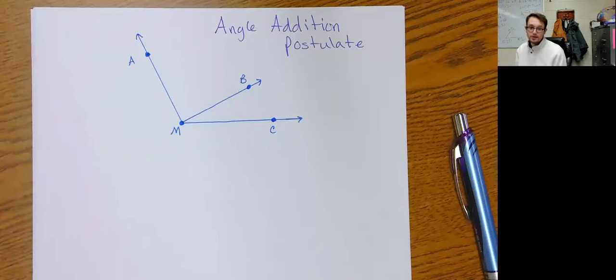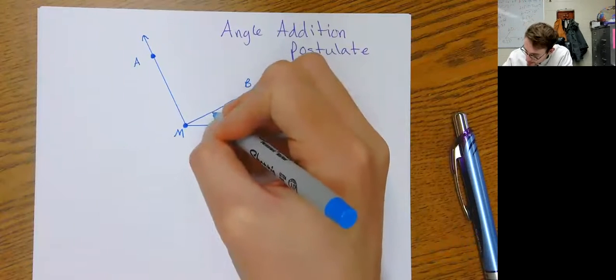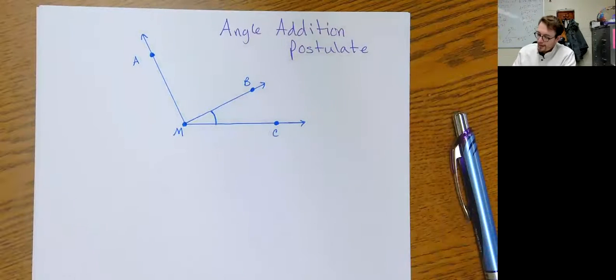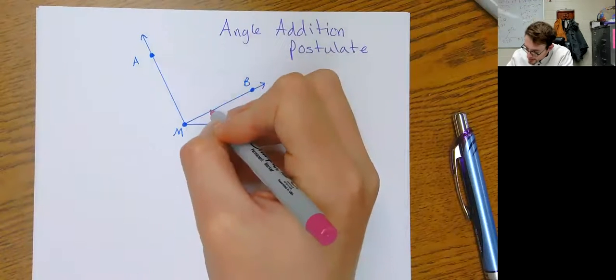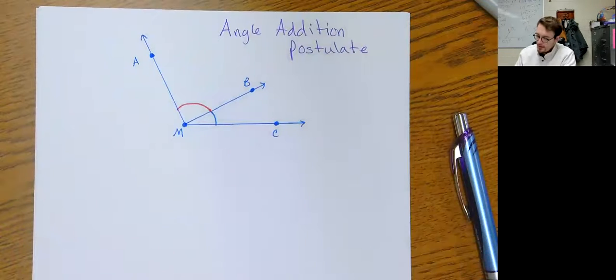We have three angles here actually. Now usually students look at this and they're like, oh, there's two angles there, but there's not. There's three angles here. There is angle CMB. There's this angle. And then there is also angle BMA. So there is also this angle. And then the third angle is the whole angle, right?